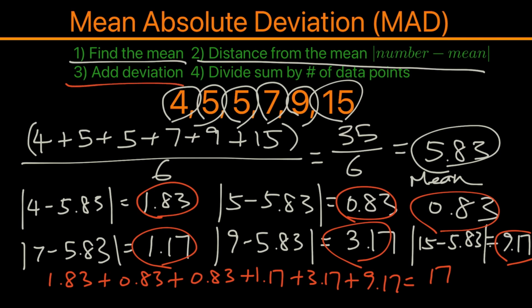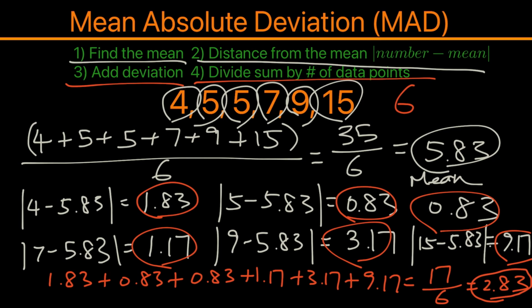So now that we completed the third step of adding the deviations, we need to divide by the number of data points. So we can see we have a total of 6 data points. So we would divide 17 by 6. And the answer is 2.83. So 2.83 would be the mean absolute deviation for this data set.